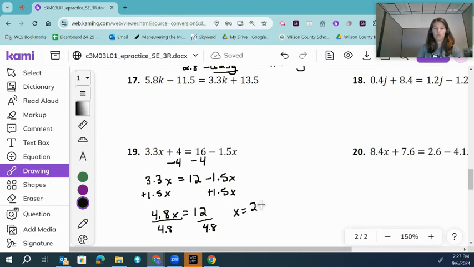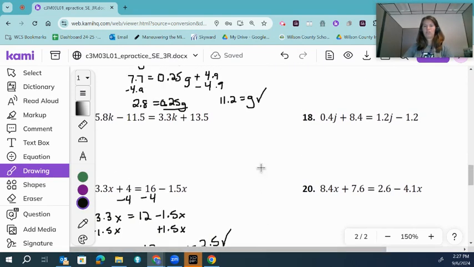x equals 2.5. Substitute it back into the original equation using your calculator. 3.3 times 2.5 plus 4 gives you 12.25. 16 minus 1.5 times 2.5 gives you 12.25. So those are equal. That is correct. And here are several more for you to try if you would like.